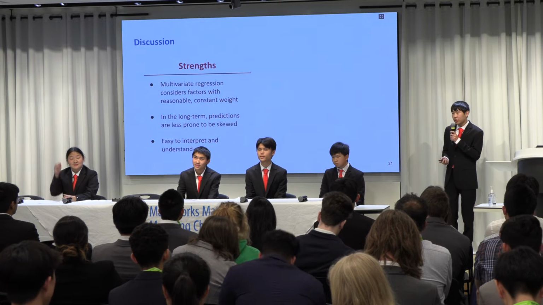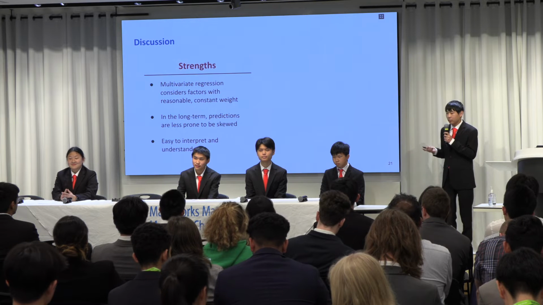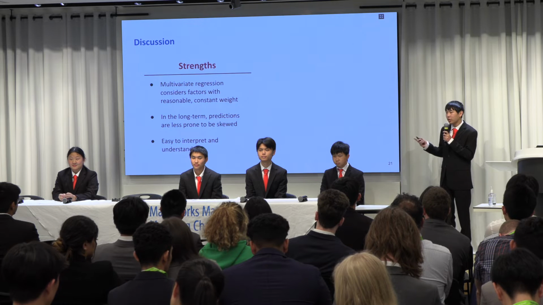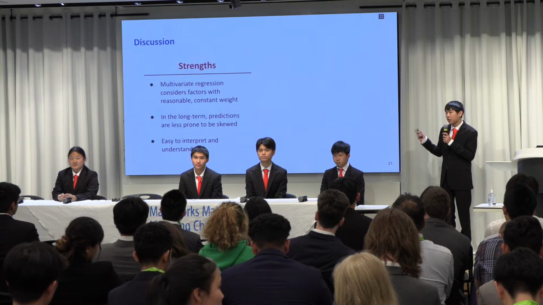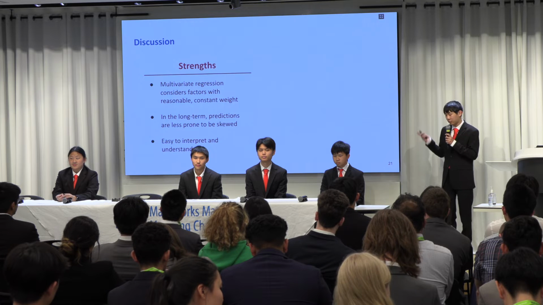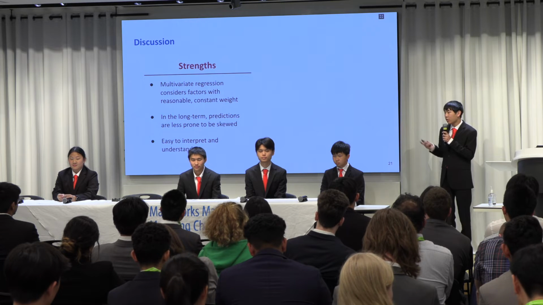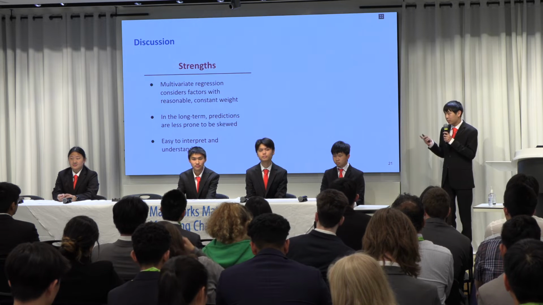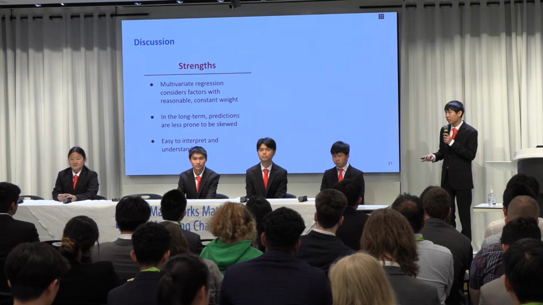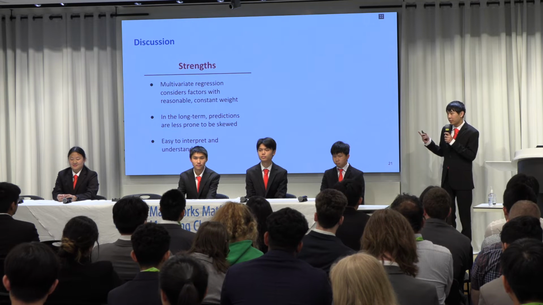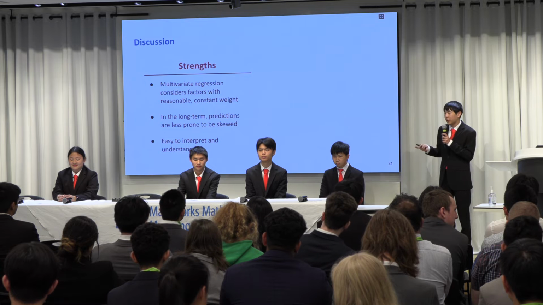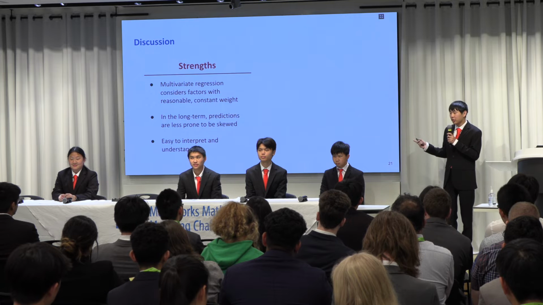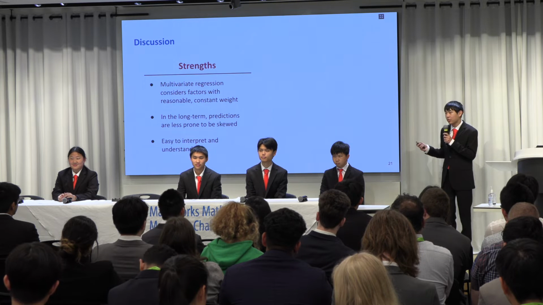So to discuss the strengths and weaknesses of our model, for our strengths, we note that the multivariate linear regression satisfies our assumptions pretty well because each factor has a roughly constant weight that affects the homelessness population, which is what we assume to be true. In addition, in the long term, since it's a linear model, the predictions won't grow exponentially or even quadratically. They'll stay roughly the same order of magnitude as what the homeless population will probably be. And also, since it's a multivariate linear regression, it's very easy to interpret and understand the results.